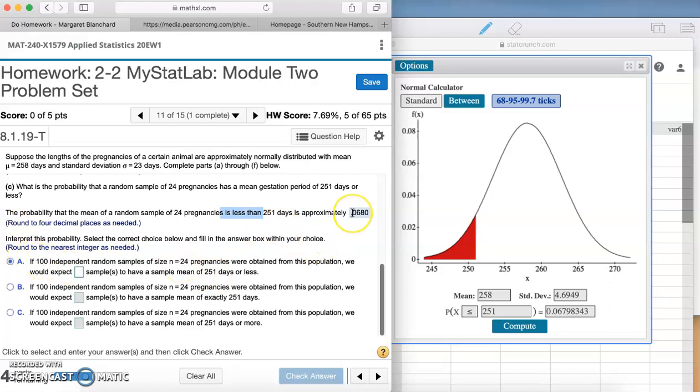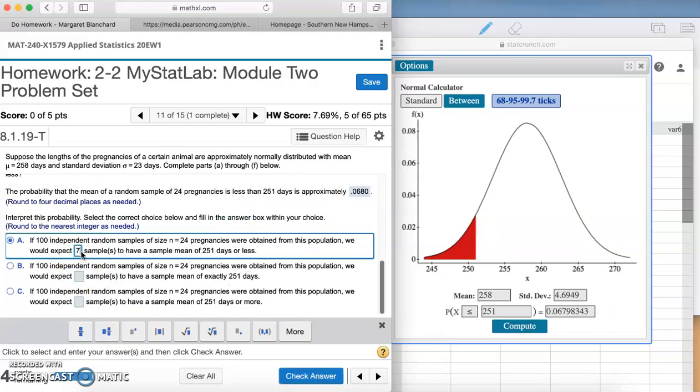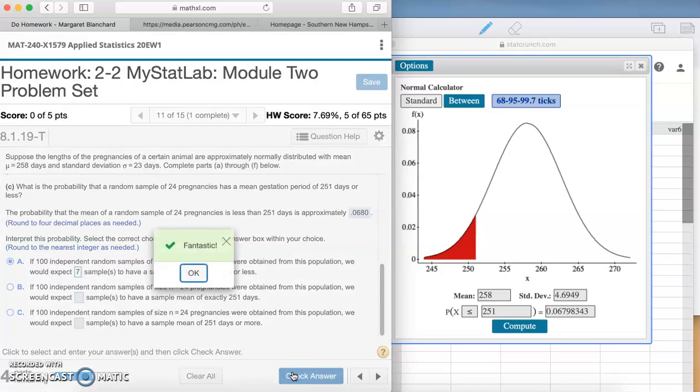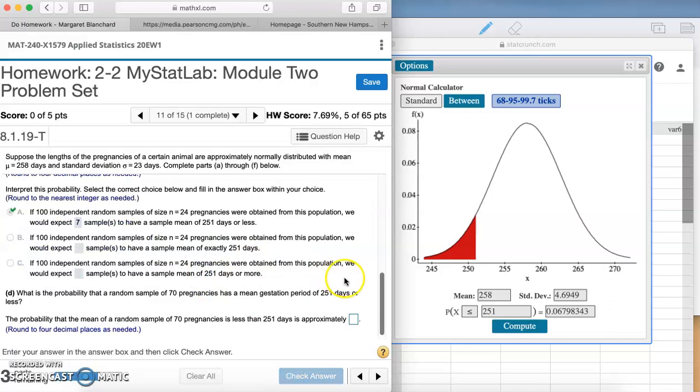So now let's multiply our 100 by that. We're going to get 6.8, and it says round to the nearest integer. Once we round 6.8 up, we're going to get 7. Check our answer. Fantastic. It's very exciting to get immediate feedback.